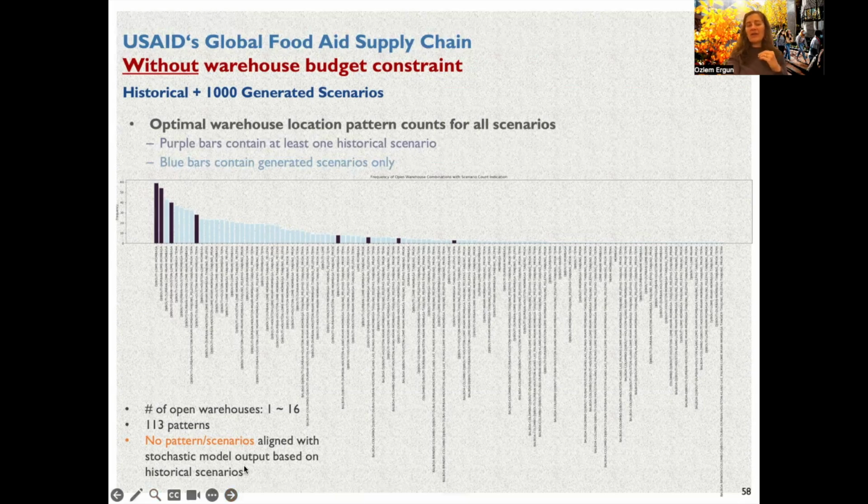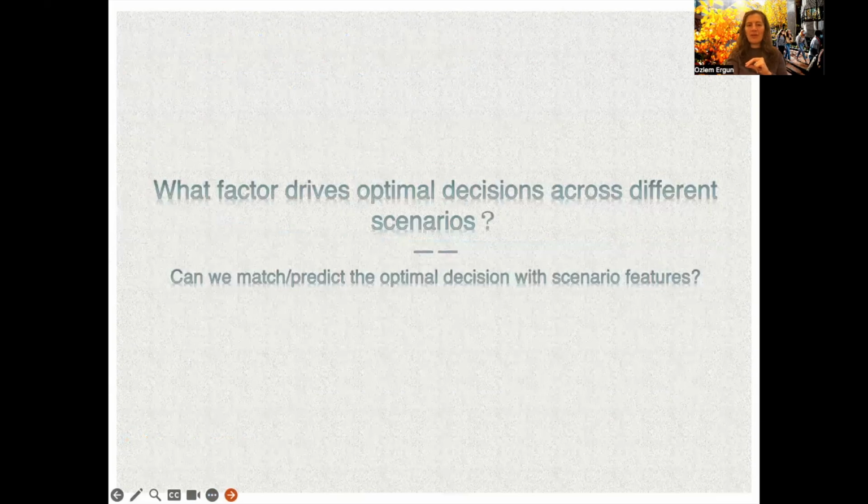So one thing that was interesting, for example, was that none of the scenarios had an optimal solution that matched perfectly the solution that came out of the stochastic optimization model with the historic scenarios. So then, the natural question is, what factor drives optimal decisions across different scenarios?